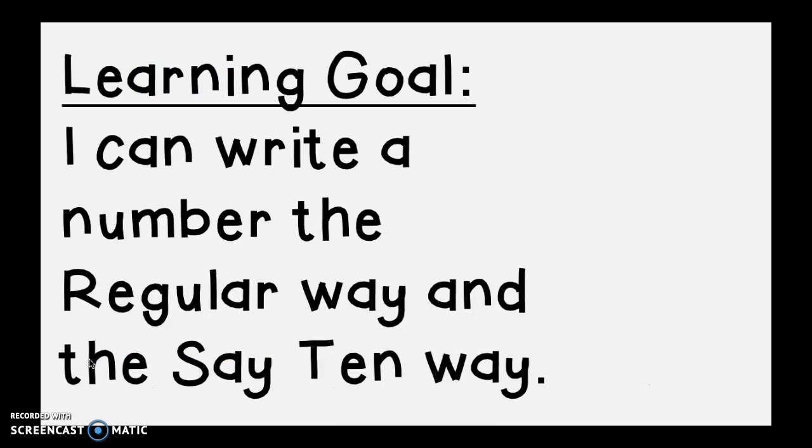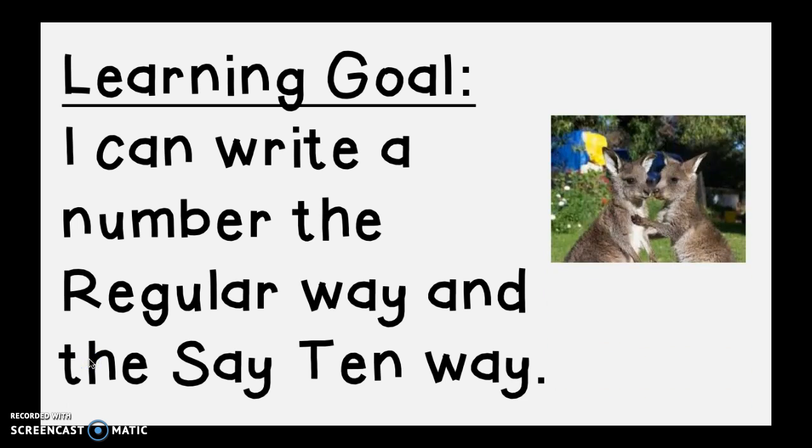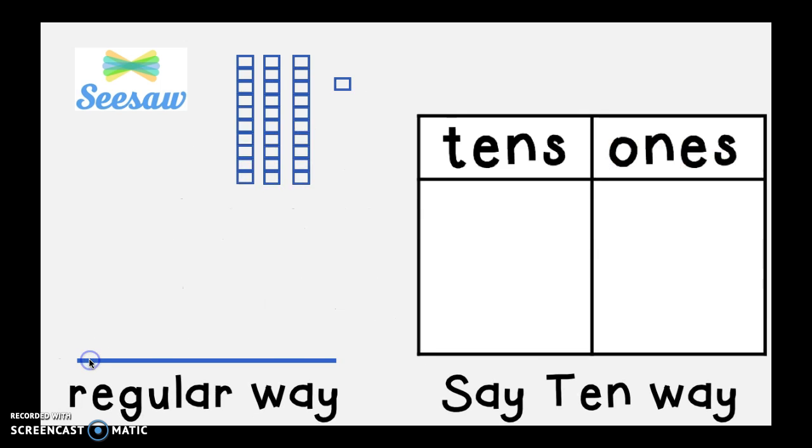You're so good. That must mean you're good on our learning goal, where it says I can write a number the regular way and the say 10 way. Numbers are just like those cute little twin kangaroos. They both look the same, but I can describe them in different ways. All right, this is what you're going to seesaw to me, friend. As you can see, there's a picture with 10 towers and some ones. I need you to write the picture the regular way and then also the say 10 way. That means for your picture, you're going to have a place value mat drawn on your dry erase board or in your math journal. Good luck, friend. Make sure you do it the regular way and the say 10 way.